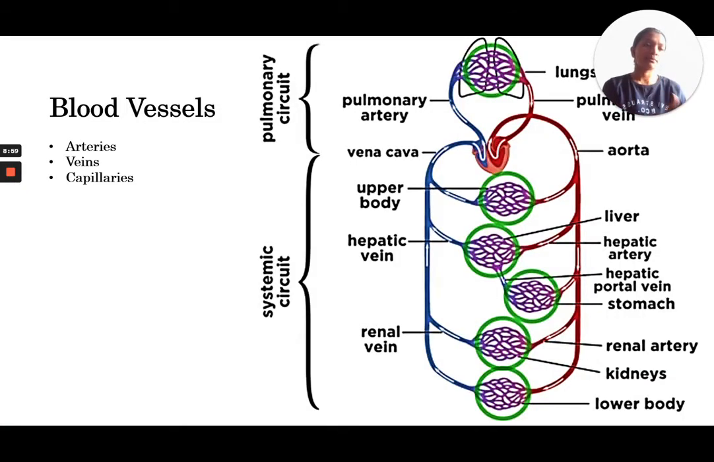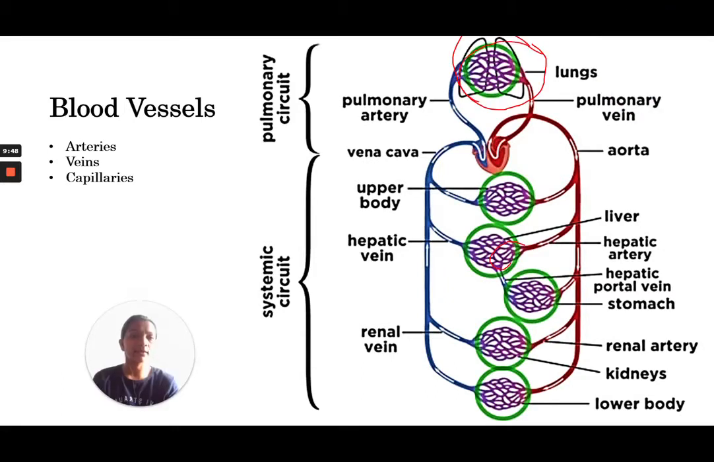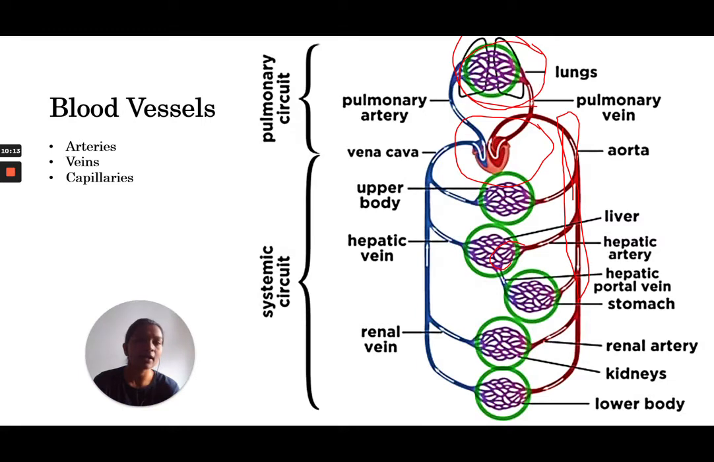Now we know what blood vessels are and what their functions are. What is the function of artery? Artery carries oxygenated blood. Veins carry deoxygenated blood, and capillaries are small blood vessels. You can see this is the lung, this is the heart, and the red lines interconnected are arteries and the blue ones are veins. The connection between artery and vein represents the capillaries, shown with green colored circles.